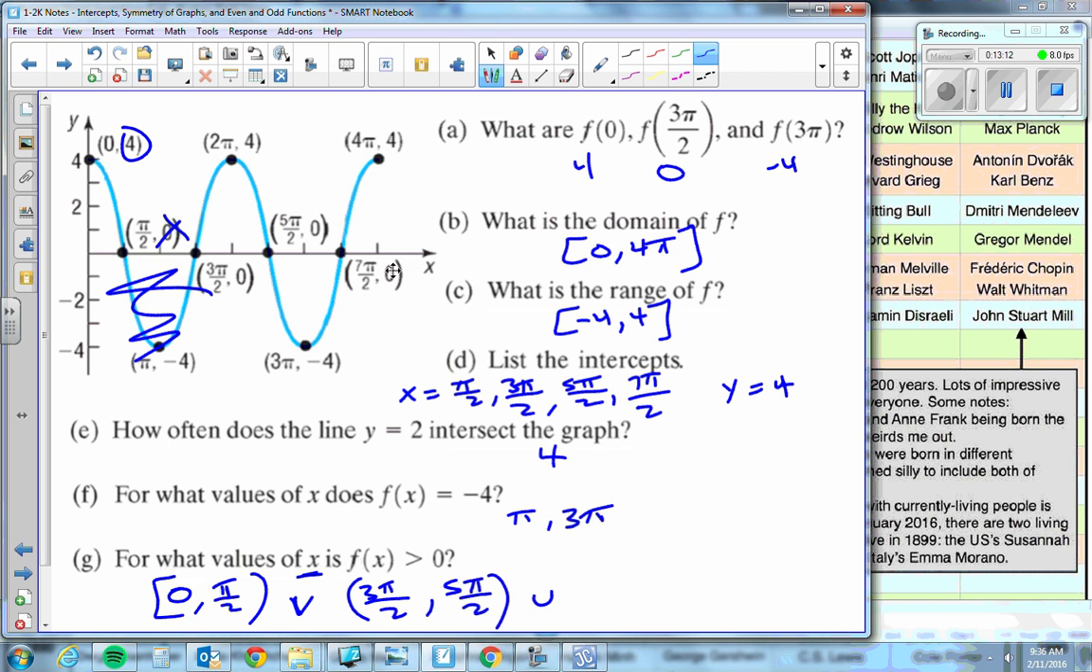And then 7 pi over 2 to 4 pi. Do we include the 4 pi or not? Yes, because it has a positive y value. So it needs a bracket right there, fine. Okay?